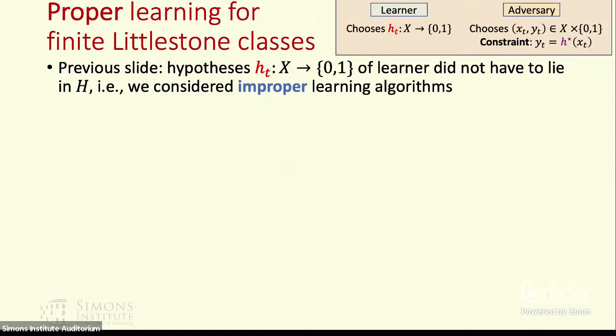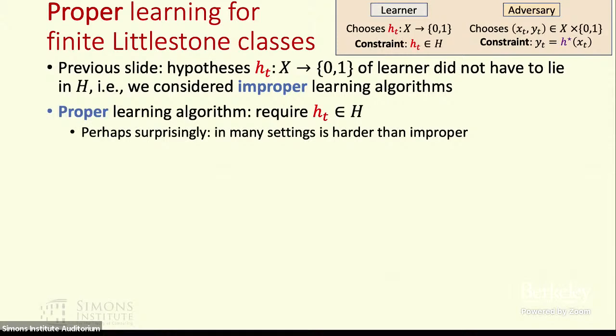Recall in the previous slide that the choices h_t of the learner did not have to lie in the hypothesis class big H. Such algorithms are known as improper learning algorithms. A proper learning algorithm, in contrast, is one that requires that h_t belongs to H. And perhaps surprisingly, in many settings, proper learning is strictly harder than improper learning. This holds both in a computational sense and also in a statistical sense, and for various problems. In fact, there are problems that proper learners cannot solve, but that improper learners can solve.